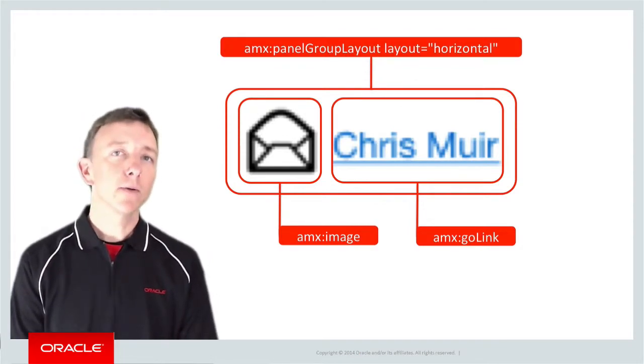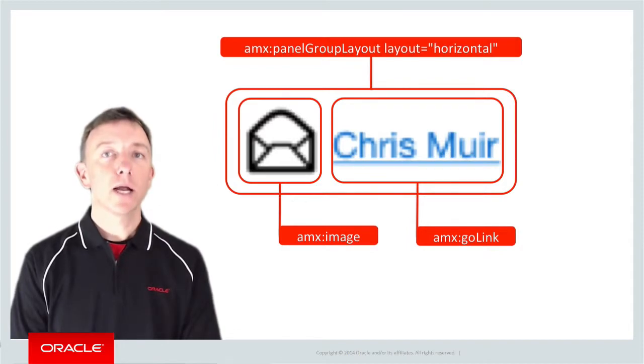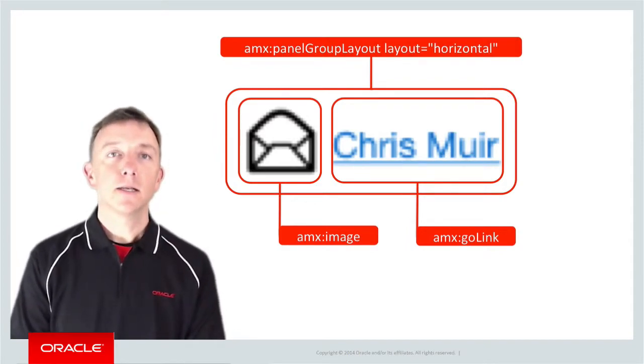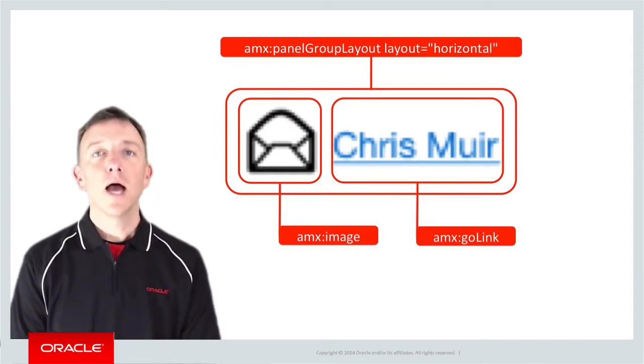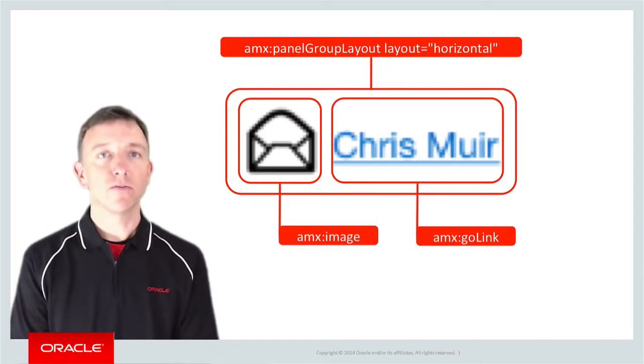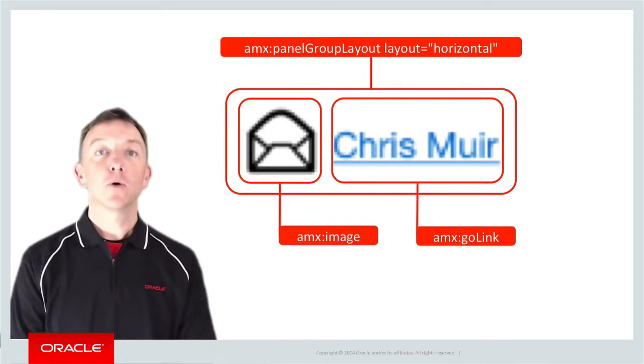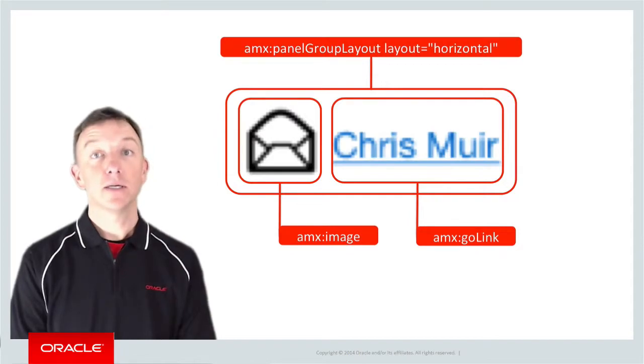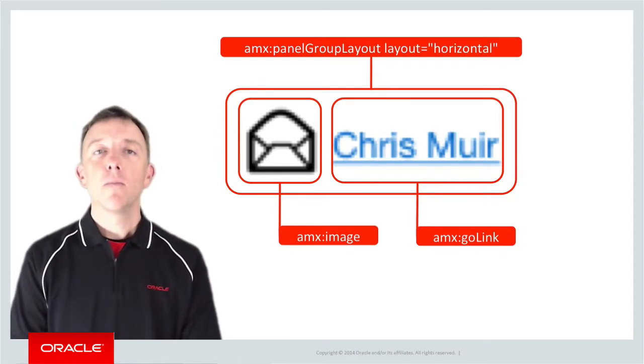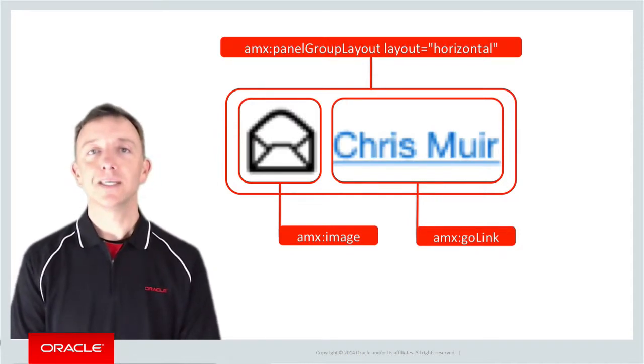In terms of a fragment, the components which we want to replicate across pages, the image, link and panel group layout in this example, are the static content of the fragment. That is the content that will not change regardless of wherever it's used. But we don't want all the content to be static.